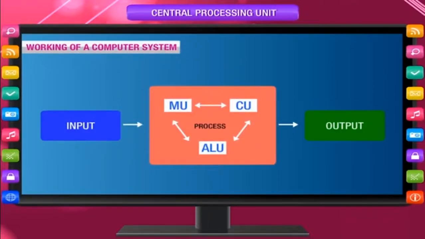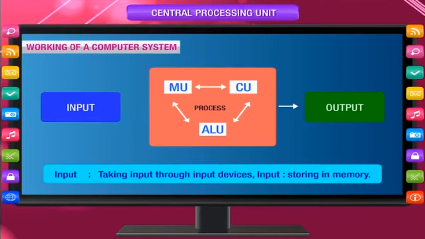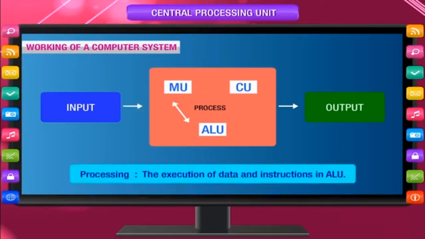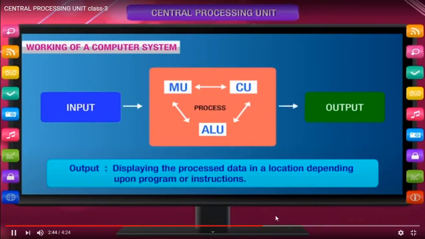Working of a computer system. The three main activities of a computer system are as follows. Input: taking input through input devices, storing in memory. Processing: the execution of data and instructions in the ALU. Output: displaying the processed data in a location depending upon the program or instructions.